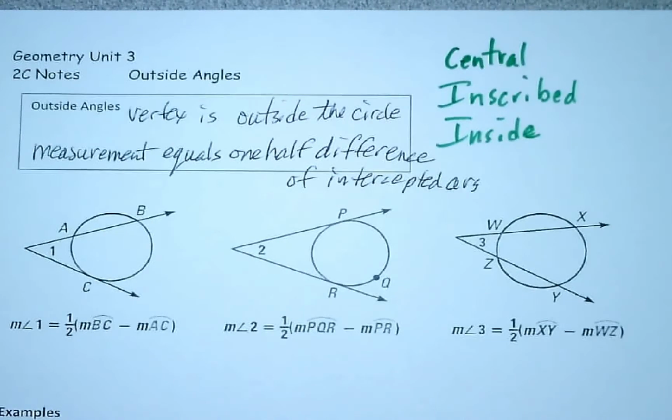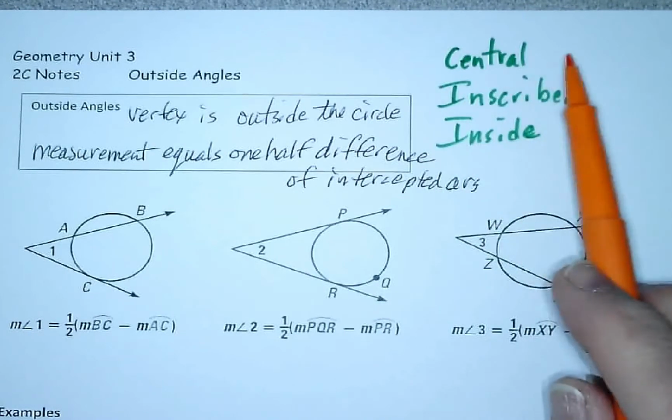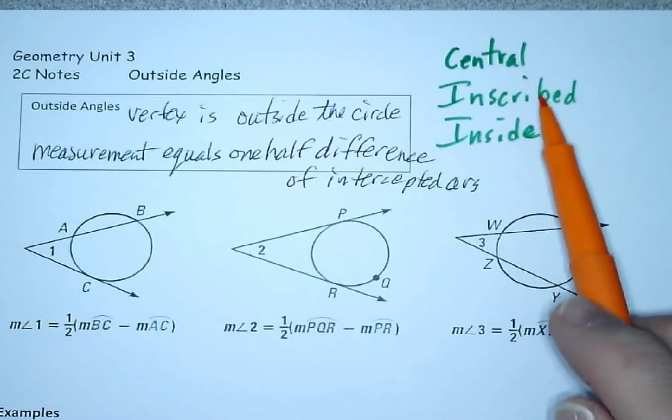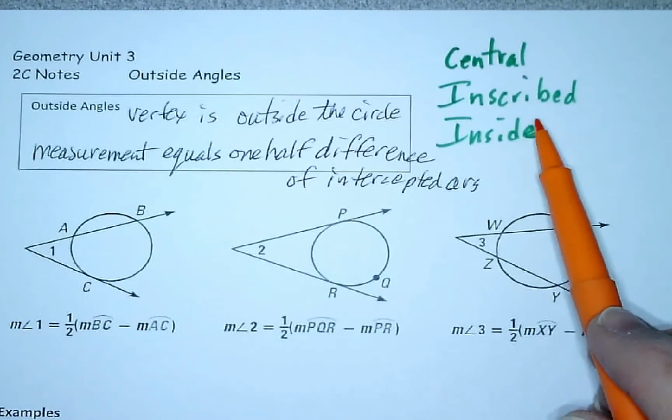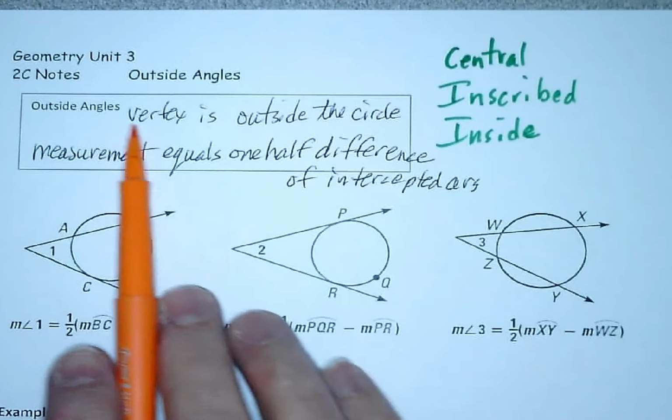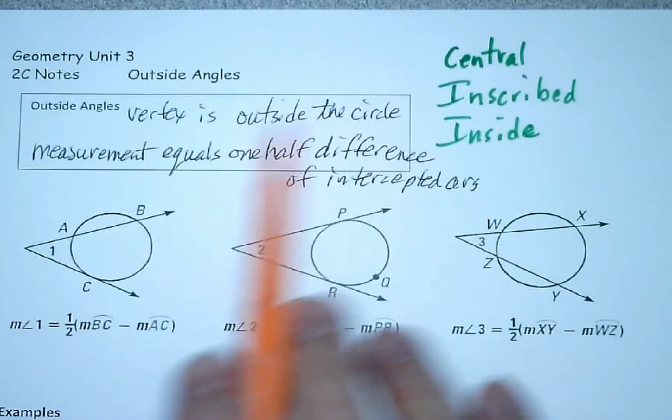Okay, for cell 2C, we're going to talk about outside angles. So it's the fourth one in our group. You can see over here I've listed the three that we've already done: central angles, inscribed angles, and then the last lesson was just on inside angles. So guess where the vertex is on the outside angles? Yep, it's outside the circle somewhere.